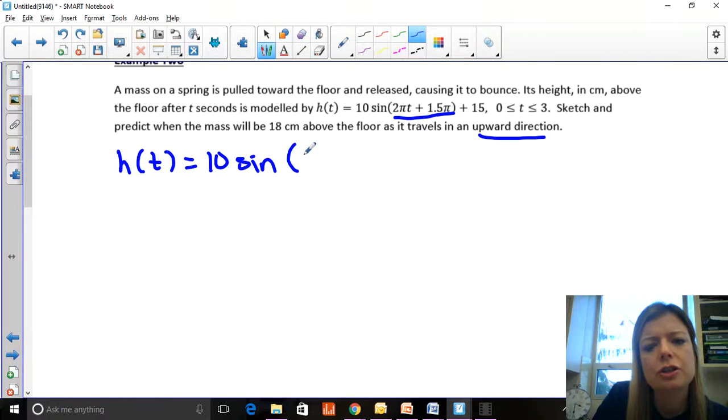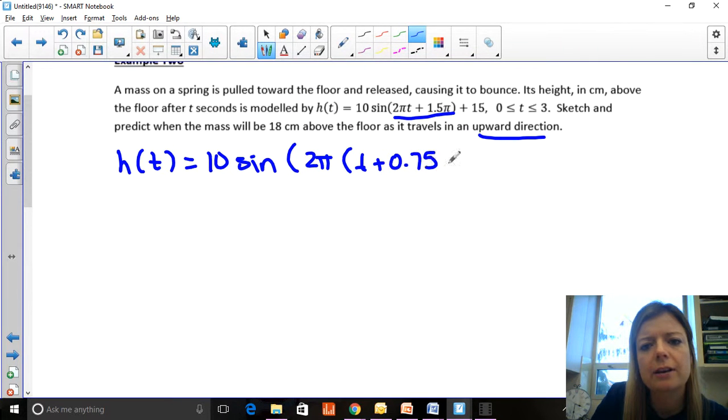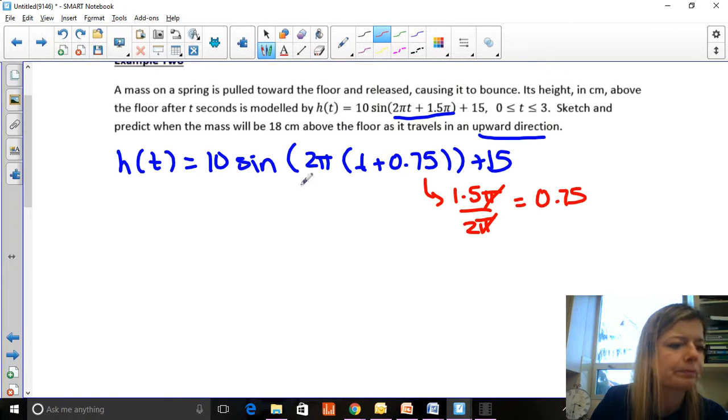So k is just 2 pi. When we factor out 2 pi, we get t plus 0.75 plus 15. If you're wondering where I got 0.75 from, that's just 1.5 pi divided by 2 pi. The pi's cross off, and 1.5 divided by 2 on your calculator is 0.75. That's where I got that from.